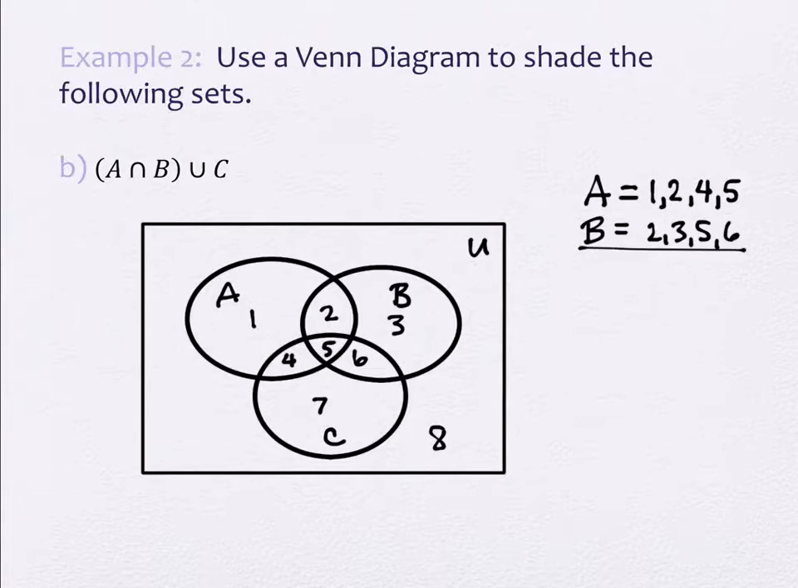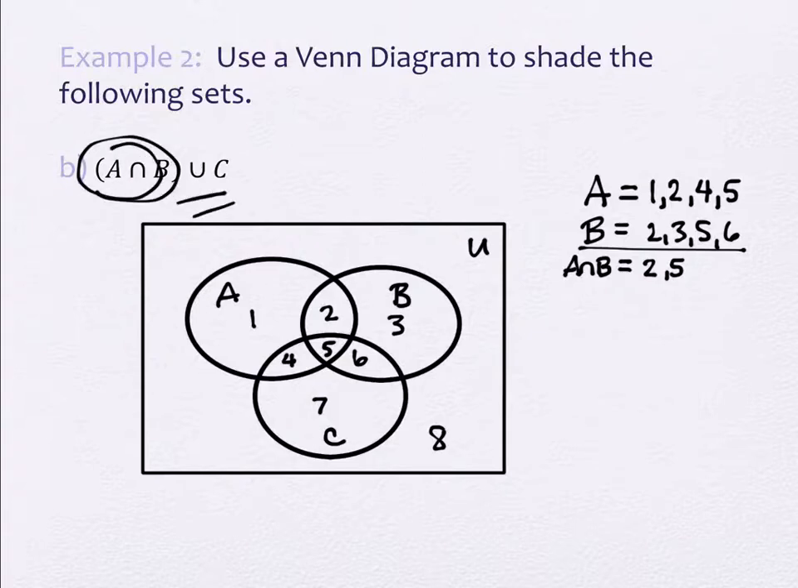And the answer is, I want their intersection. So intersection is where they cross, where they meet, what they have in common. What numbers do they share in common? 2 and 5. And visually, if you go back to the picture, that should make sense. 2 and 5 are that overlapping region, correct? For the circles A and B. Okay, so I've done the part that's in parentheses.